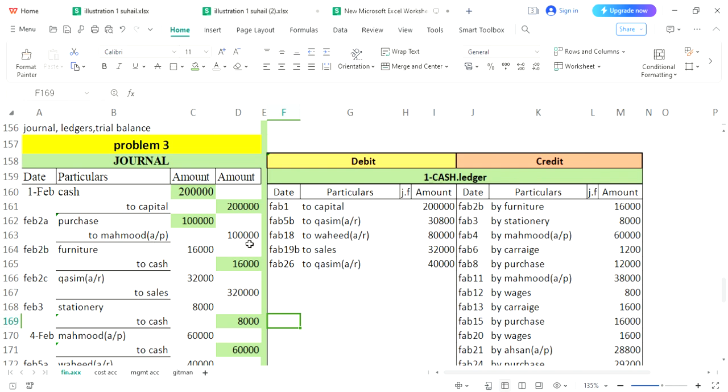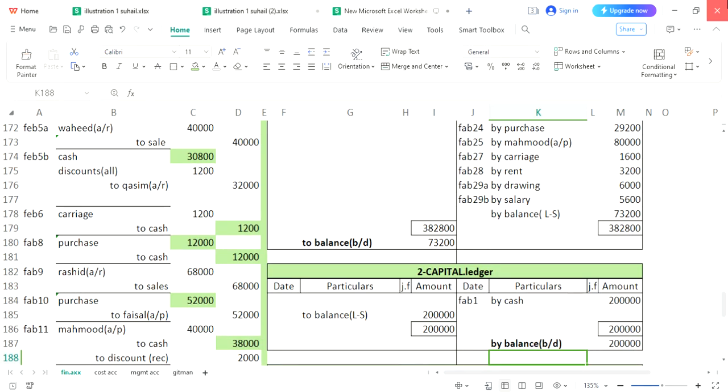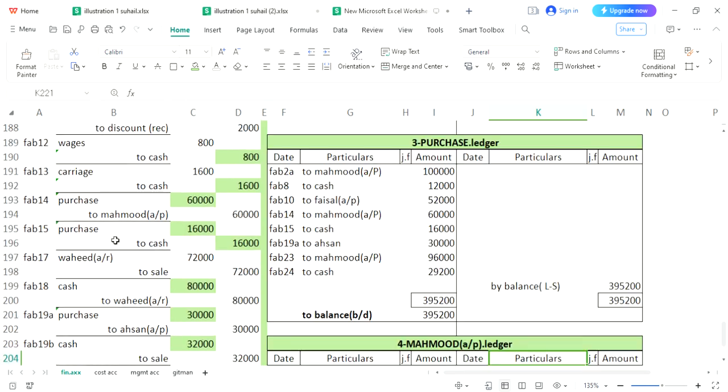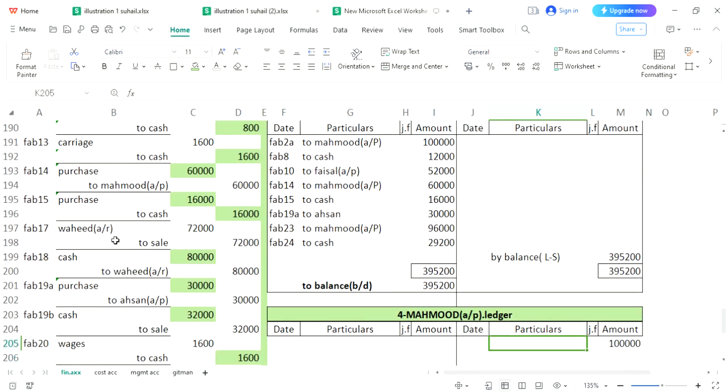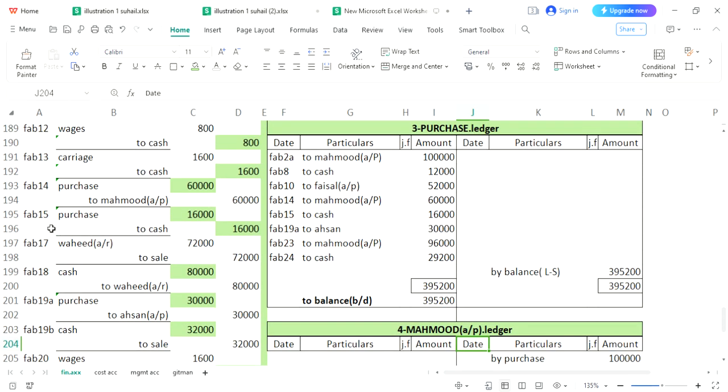The first entry we have seen is 1 lakh, written on the credit side of Mahmood. So we will choose the credit side, 1 lakh. Now see its reference for 1 lakh. You can see Mahmood is credited by 1 lakh. What is written on the opposite side? Purchase. So you are going to write "by purchase" in the particulars column. See the date of the 1 lakh rupees. It was February 2A. Now put the date February 2A in the date column.